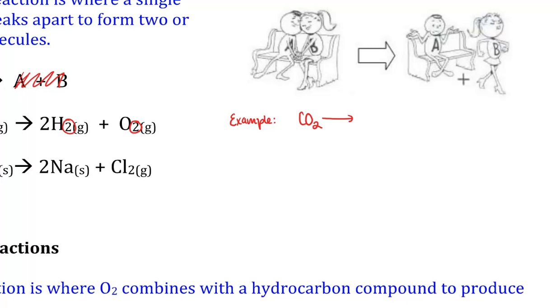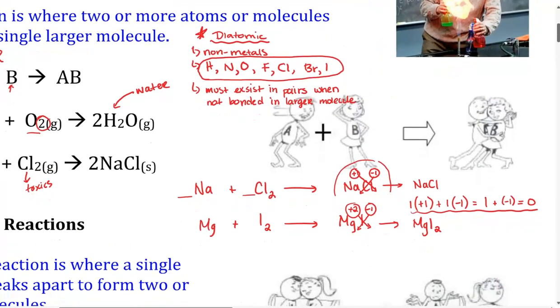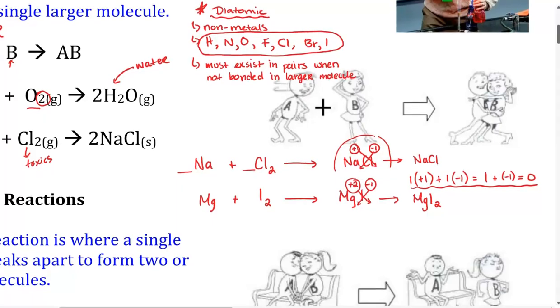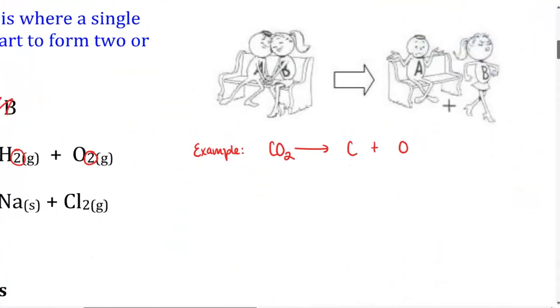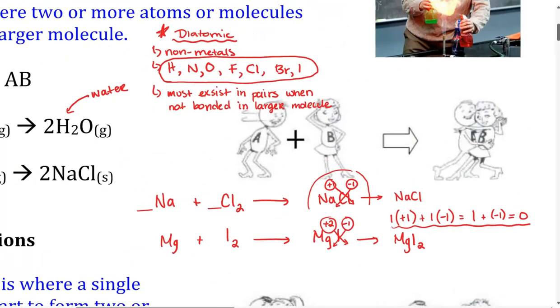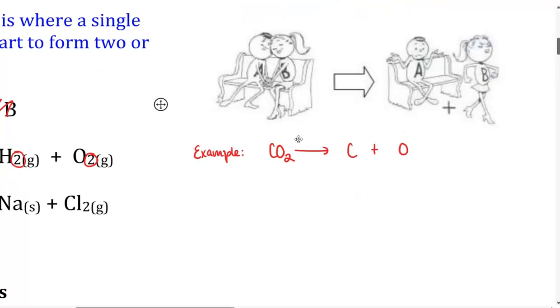With the decomposition reaction, look at what elements you have. We have carbon and we have oxygen. Does carbon need to be with a buddy? Carbon is not part of our diatomic, so carbon can exist on its own. We have oxygen. Does oxygen need to be part of a diatomic? Does it need a buddy? And yes, it does. So that means our final product, predicting products, would be C plus O2.